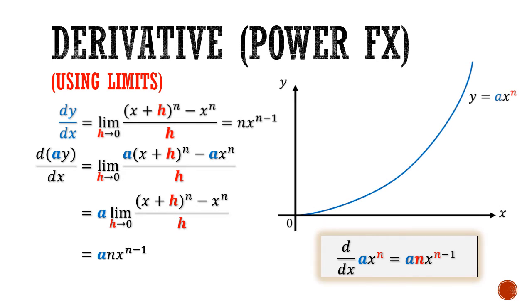So linking it back to the power graph, the gradient of the tangent at any given point will be given by the formula a n x to the power of n minus 1.